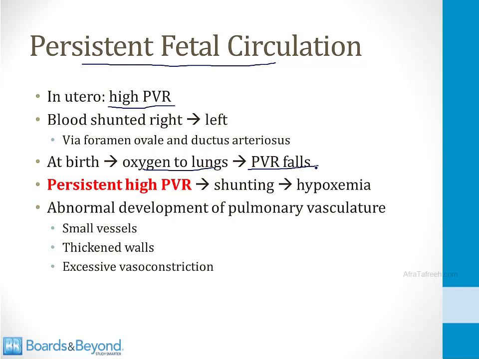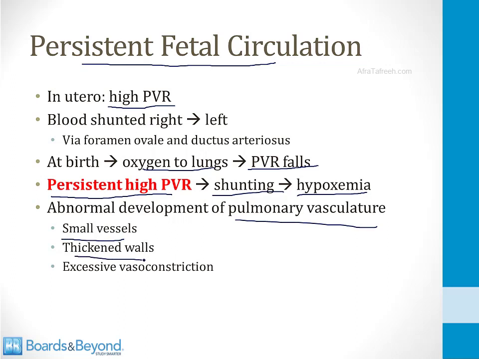However, in persistent fetal circulation, the pulmonary vascular resistance remains high. This means that after birth, babies continue to shunt blood across the ductus arteriosus and across the foramen ovale, and this leads to hypoxemia. There are a number of reasons this can happen. They are all associated with abnormal development of the pulmonary vasculature, and all of these problems are more common in premature or low birth weight babies. These babies sometimes have small blood vessels in the lungs.